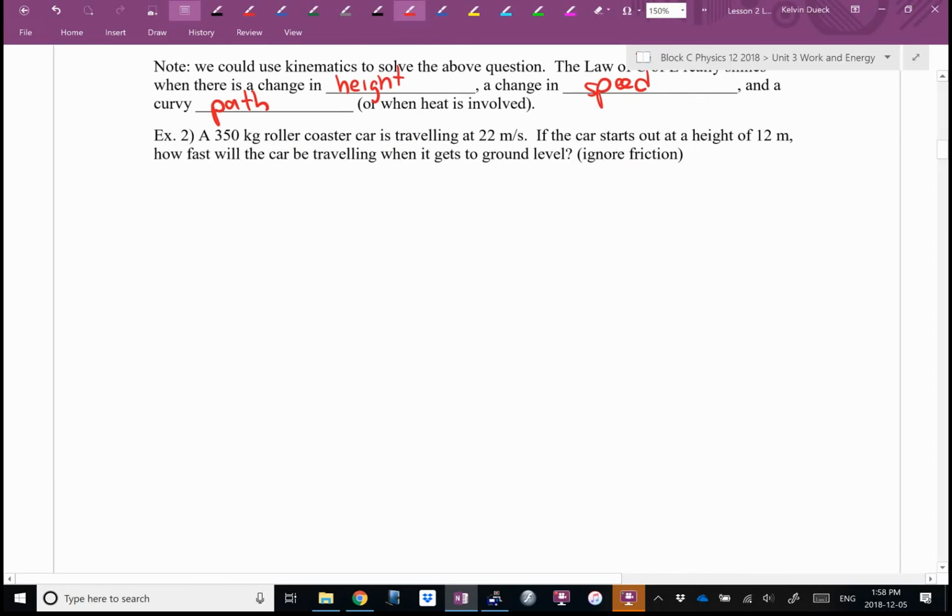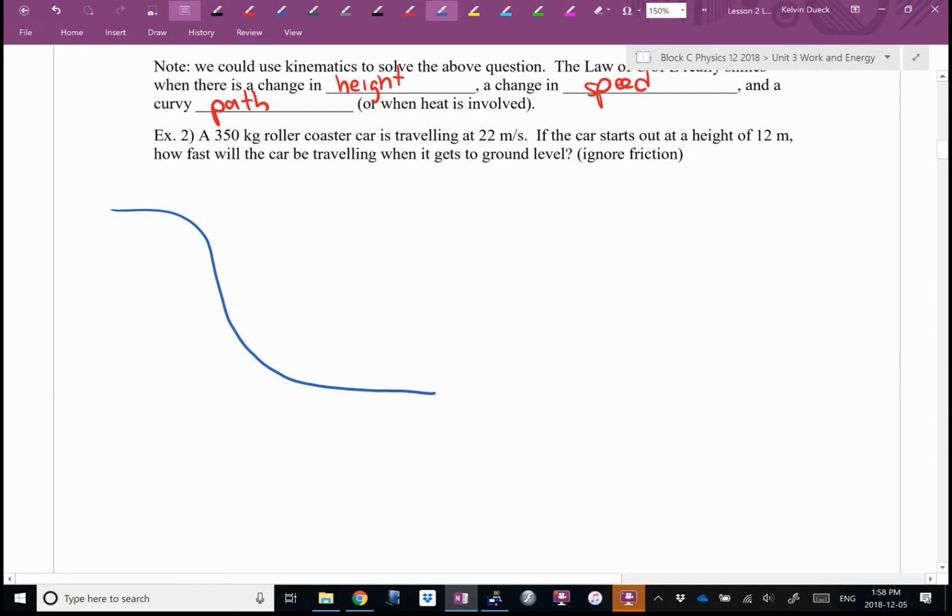Example 2. A roller coaster car is traveling at 22 meters per second. If the car starts out at a height of 12 meters, how fast will the car be going when it gets to ground level? I'm going to draw a diagram, and my diagram is going to look, I don't know, Kimia, something like this.